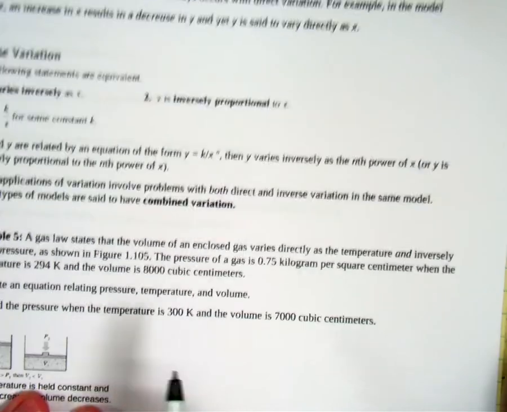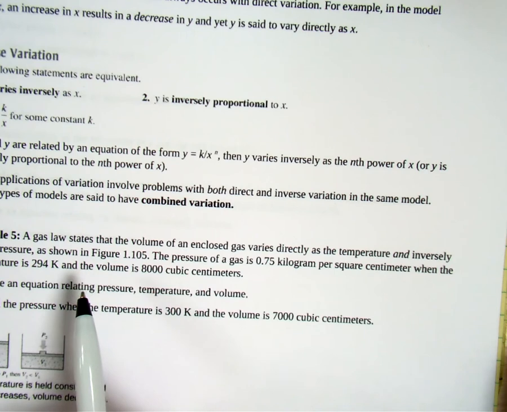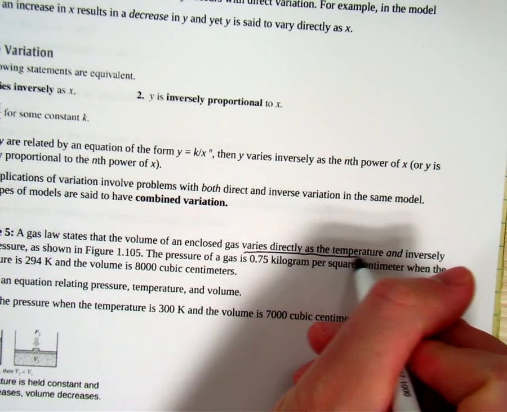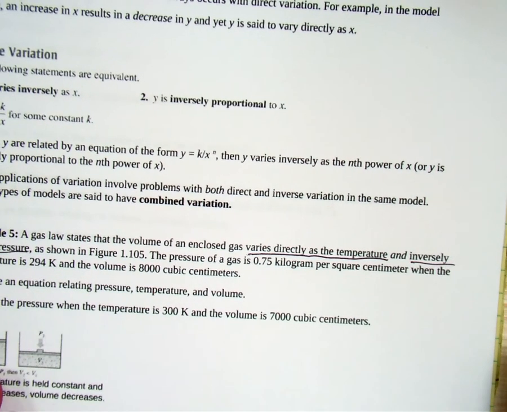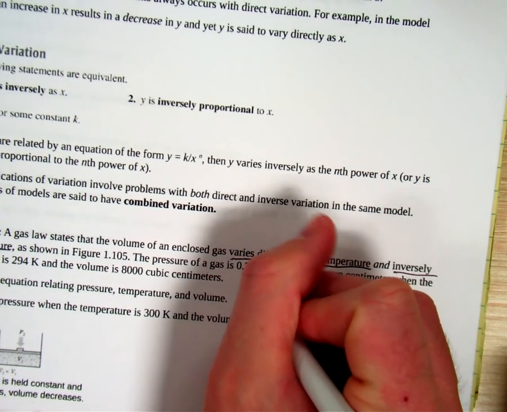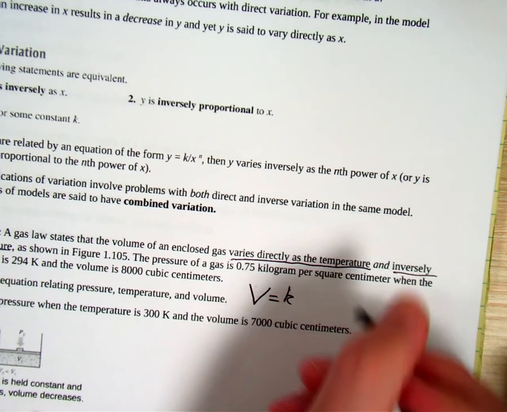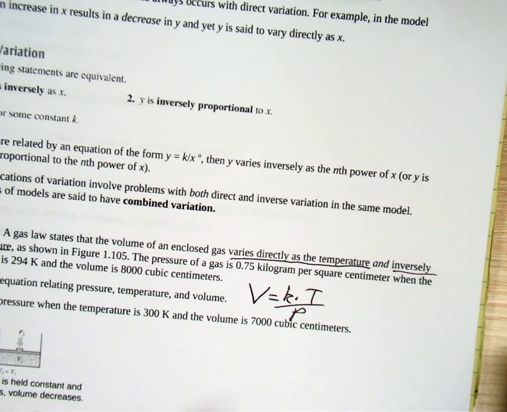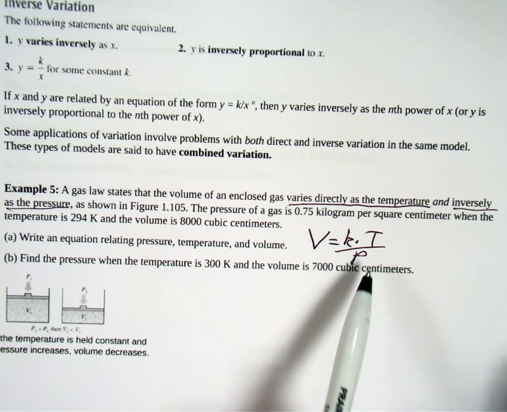All right, example 5. Maybe if you've had, what would this be from, chemistry or physics? A gas law states that the volume of an enclosed gas varies directly as the temperature and varies inversely as the pressure. So volume varies, so always equals K, directly as temperature, so times T, and inversely as pressure, so divide by P. You probably recognize that formula from your science class that you've had before.